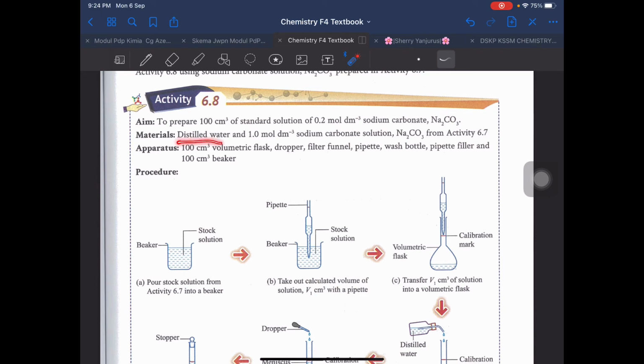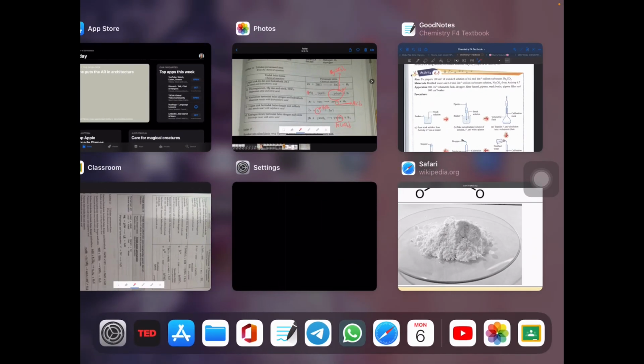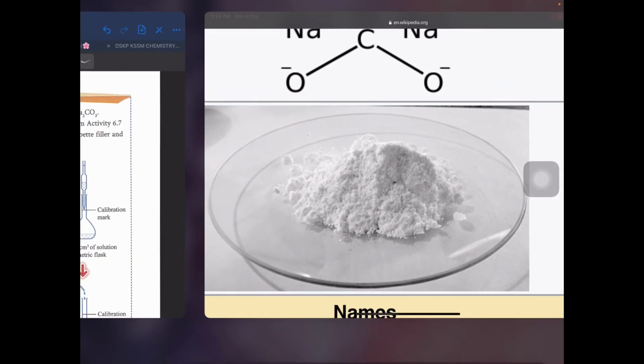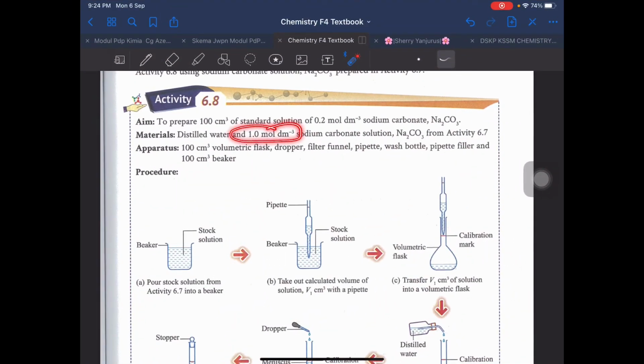Material: distilled water and 1.0 mol per cubic decimeter of Na2CO3 from activity 6.7. Tadi kan kita sudah sedia 1.0 punya kepekatan sodium carbonate. Dari mana kita sedia? Dari ini. We use the solid substance of sodium carbonate to prepare 1.0 mol per cubic decimeter of sodium carbonate solution. And then in this activity, what you need to do is kasih cair ini 1.0 pergi jadi 0.2. Dan we want to add water until we get 100 cubic centimeter.